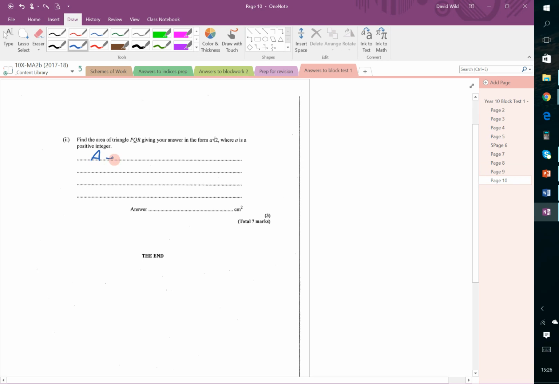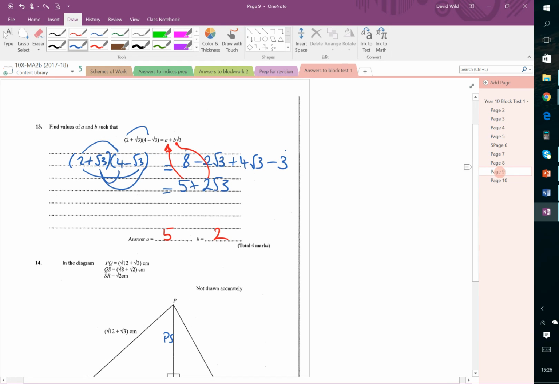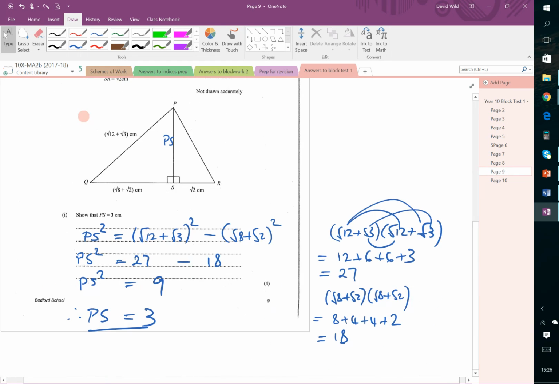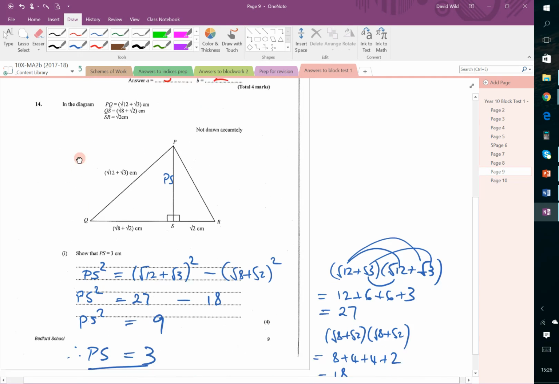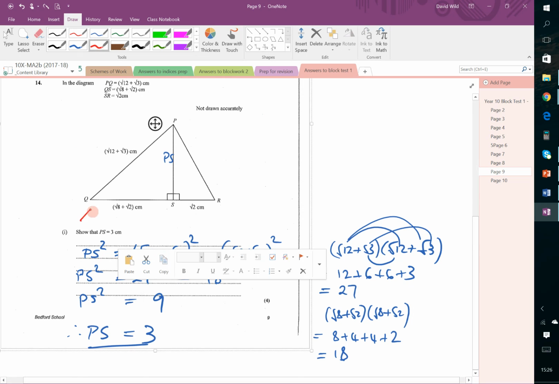I was at least expecting to see area equals a half base times height. Okay, you'll have plenty of time to go over it. You'll watch the video. Half base times height. Now, what's the base? The base is this length here.